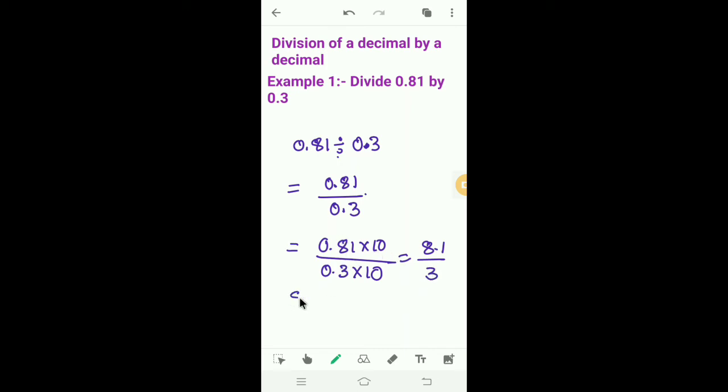Next we have to divide 8.1 by 3. 3 2s are 6. 8 minus 6 is 2. Next we have to take 1 down. Here decimal point is there, so we have to put here decimal point. Next 3 7s are 21. 1 minus 1 is 0. 2 minus 2 is 0. So the answer is 2.7.